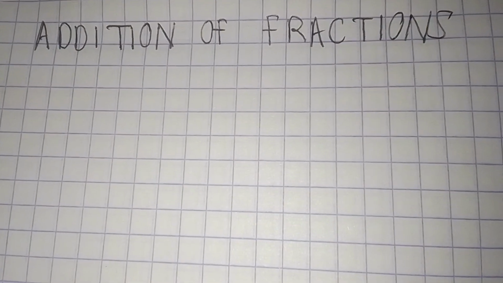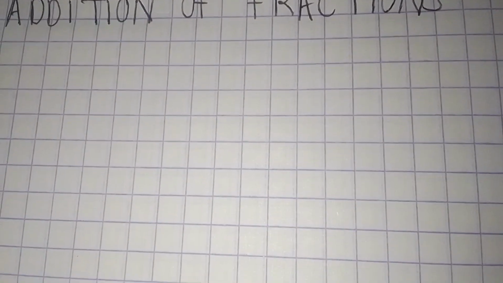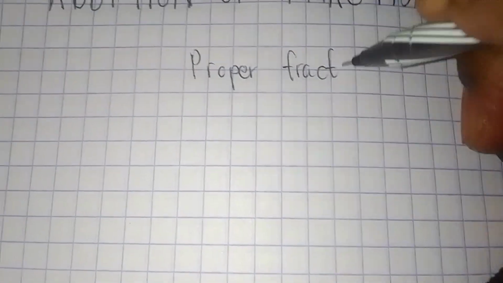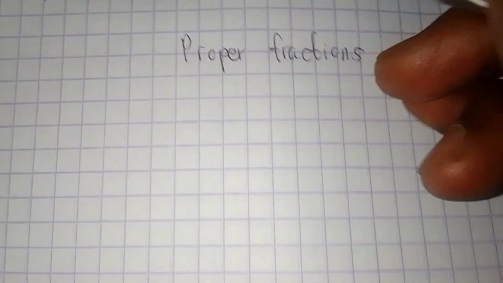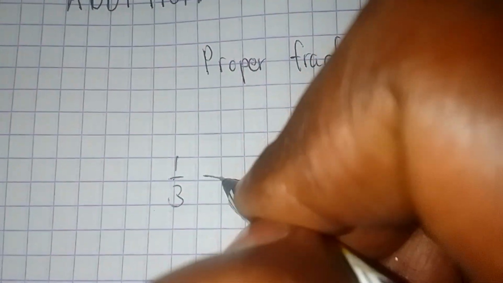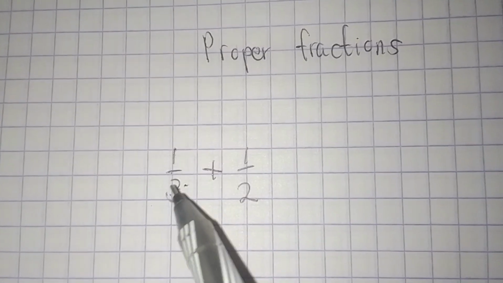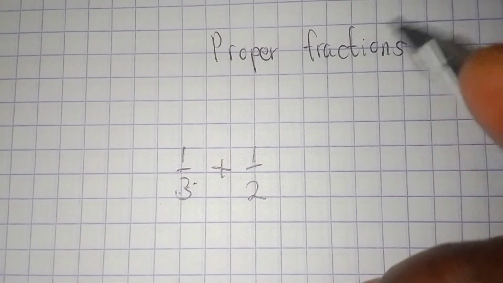Hello learners, today we are going to learn about addition of fractions, and we are going to start with addition of proper fractions. That is what we are going to start with. So we can start with 1 over 3 plus 1 over 2. This is an example of a proper fraction. We have either proper fractions or mixed fractions.